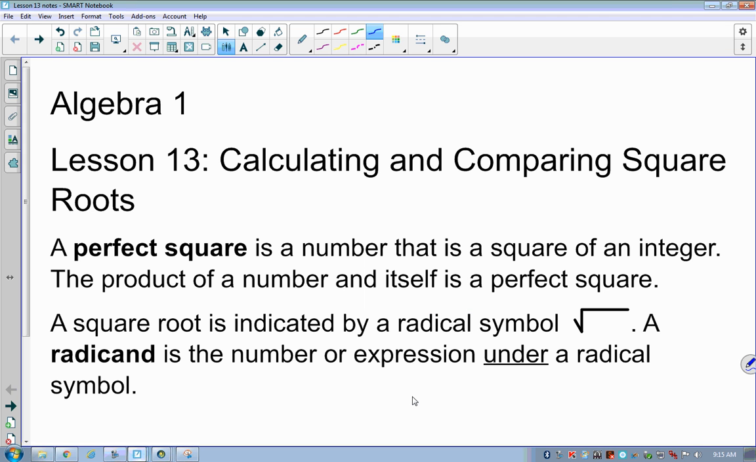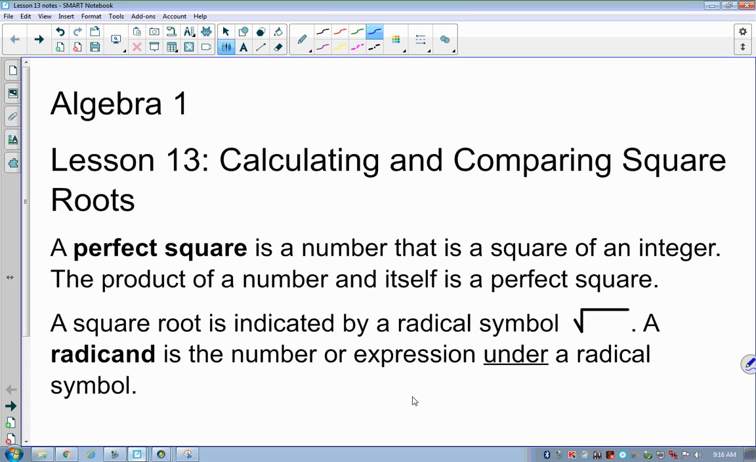All right, calculating, comparing square roots. Now, there's some stuff in your book that was really hard to put into this type of format because there's not necessarily symbols that you can make just typing. Your keyboard doesn't always work nicely for math symbols and those kinds of things. Neither does just Smart Notebook.